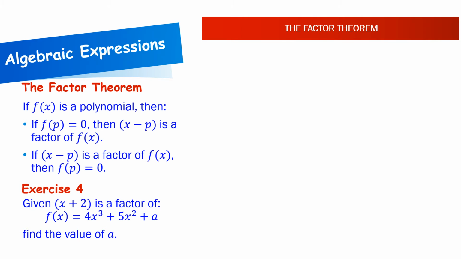Given that x plus 2 is a factor of f of x equals 4x cubed plus 5x squared plus a, find the value of a. Pause the video and have a go. Press play when you're ready to view the solution. So let's solve this.